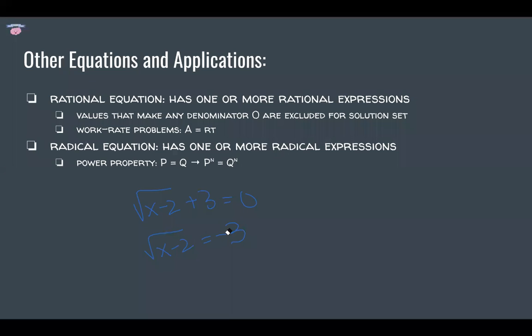But instead, if we had it equal to 3, so for example, instead of -3, we have +3. So root x minus 2 is equal to 3. How would we solve this? Well, we take both sides to the second power. And using the power property, we have x minus 2 is equal to 3 squared, or 9. So x is equal to 11. And that would be our solution to this equation.